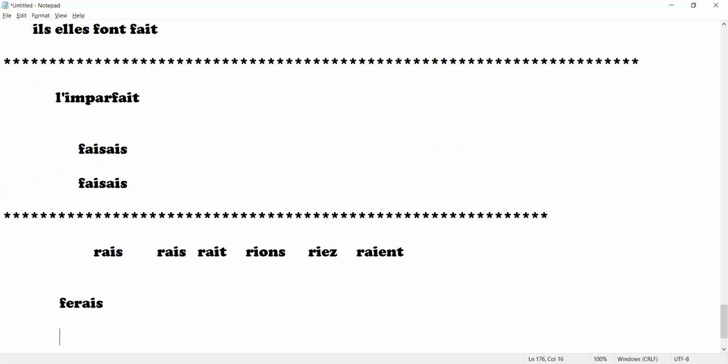Tu ferais, F-E-R-A-I-S. C'est clair, d'accord? Now you can make il, elle ferait, nous ferions, vous feriez. C'est clair. Is it clear to you? Yes. Clear? D'accord?